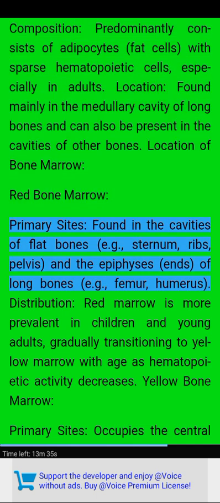Red bone marrow. Primary sites. Found in the cavities of flat bones, e.g., sternum, ribs, pelvis, and the epiphysis ends of long bones, e.g., femur, humerus. Distribution. Red marrow is more prevalent in children and young adults, gradually transitioning to yellow marrow with age as hematopoietic activity decreases. Yellow bone marrow.